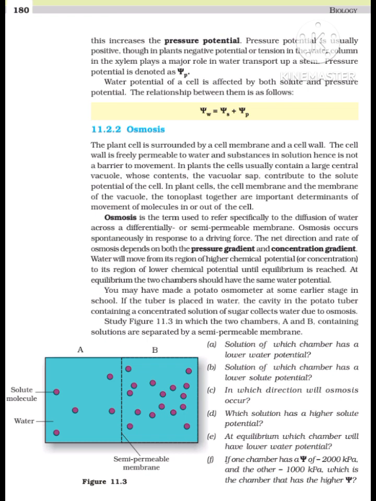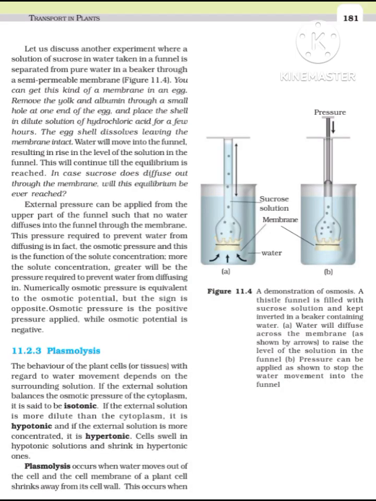F. If one chamber has a psi of 2000 kPa, and the other, 1000 kPa, which is the chamber that has the higher psi? What will be the direction of the movement of water when two solutions with psi W equals 0.2 MPa and psi W equals 0.1 MPa are separated by a selectively permeable membrane? Figure 11.3, Transport in plants 181.